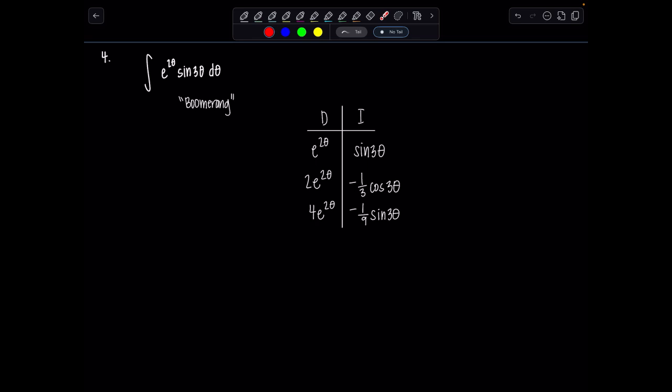Don't freak out that there would be a negative 4/9 in the front. That's fine. That's good enough. We can take that outside of the integral. So this is where I'm going to call it. We stop here. It's enough because my boomerang has returned.